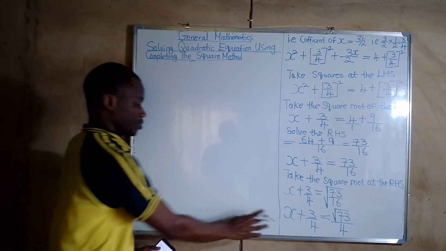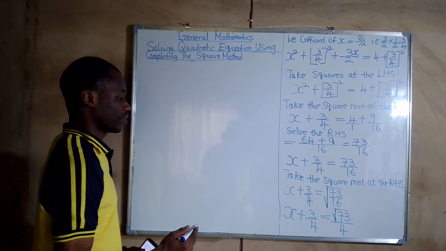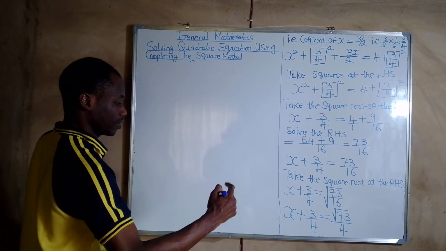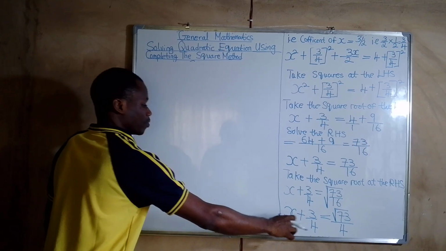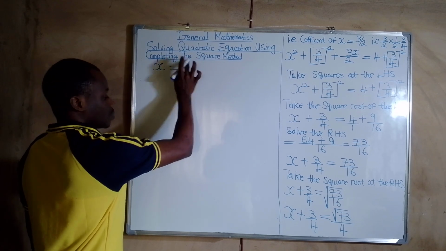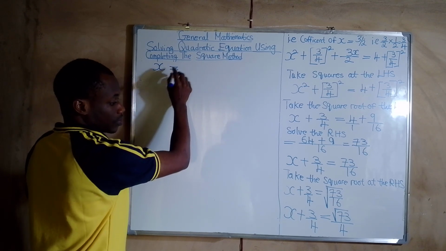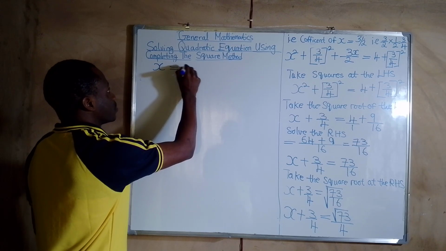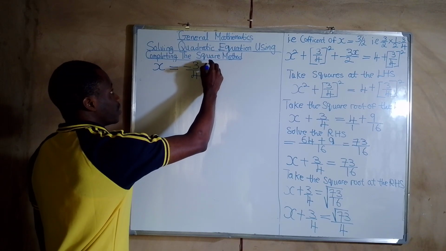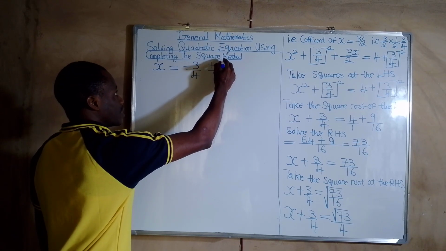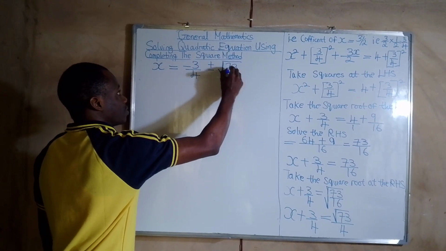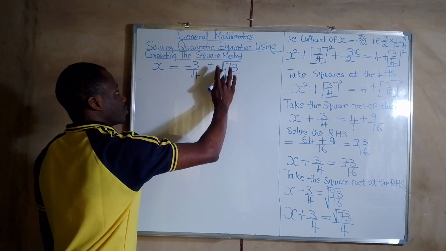Okay. So solving this now, x plus 3 over 4 is equal to plus or minus square root 73 over 4. Now, this plus 3 over 4 will go to the right hand side. So it becomes x is equal to minus 3 over 4. Then you include a plus or minus sign, square root 73 over 4. Right?